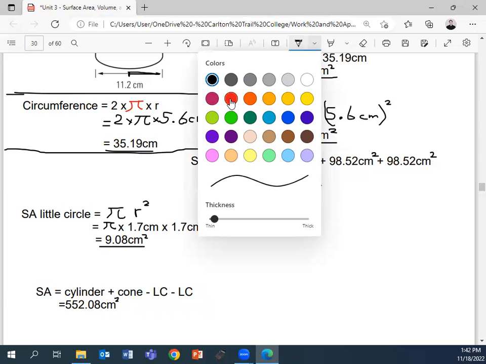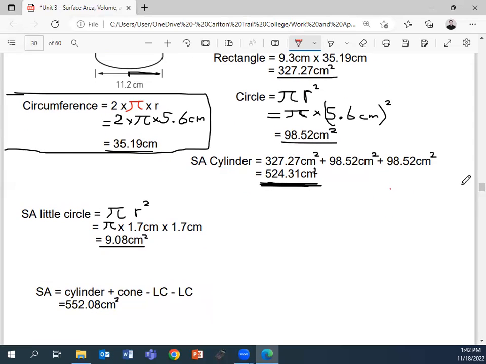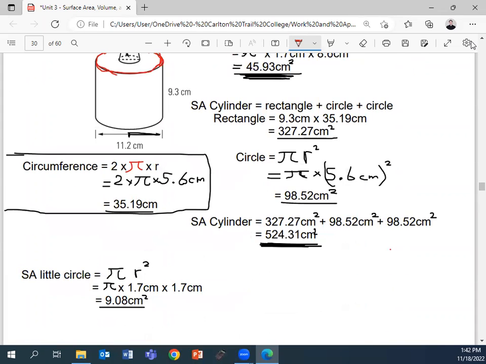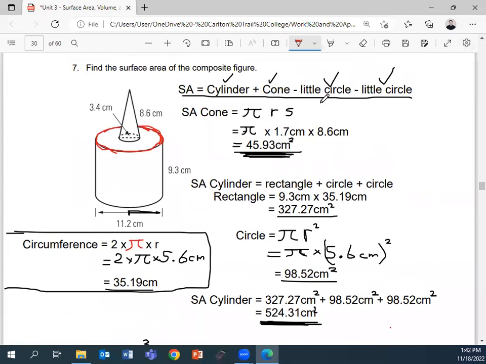This is why I wanted everyone to give it a shot, because it's a really complex problem. I didn't know what I was adding. I know that's the issue, right? So this is why it's important to keep organized. This is the correct answer, but I want to scroll up here. We are doing the cylinder plus the cone plus the circle plus the circle.